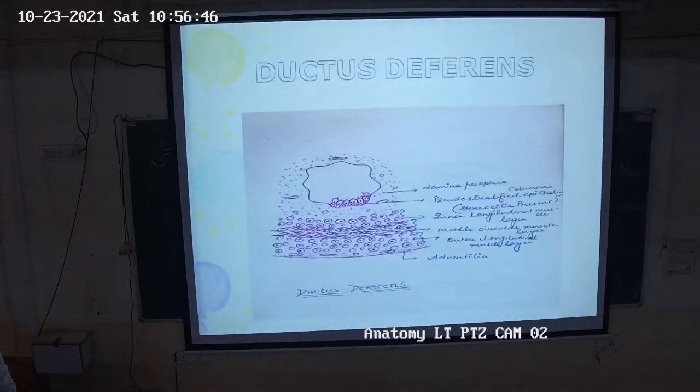So where is the Hendron diagram? This is the Hendron diagram. Star-shaped lumen, pseudostratified epithelium, lined by the stereocilia. Then there will be lamina propria. Where lamina propria comes, you have to write connective tissue, lymphatics, nerves, and then the muscle coat.